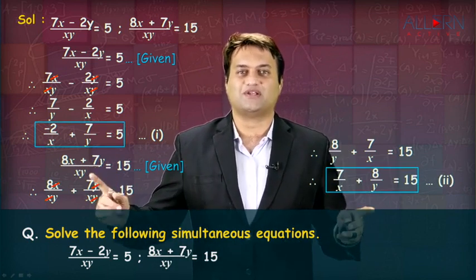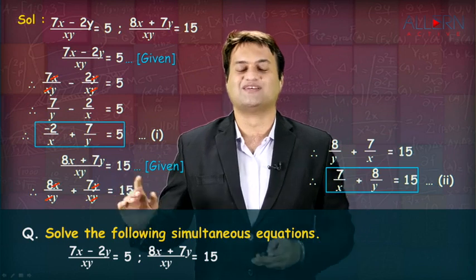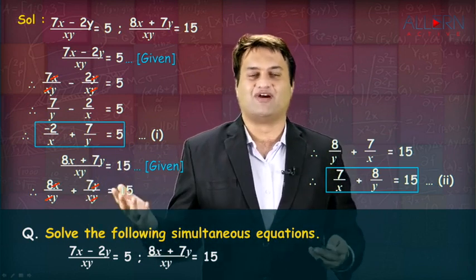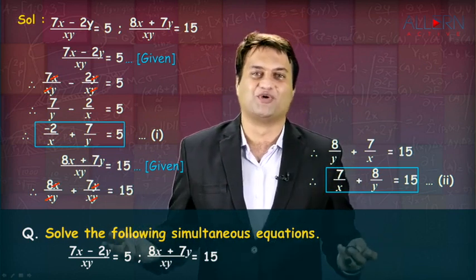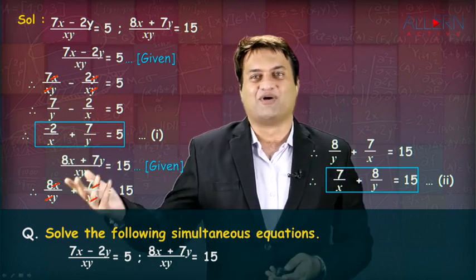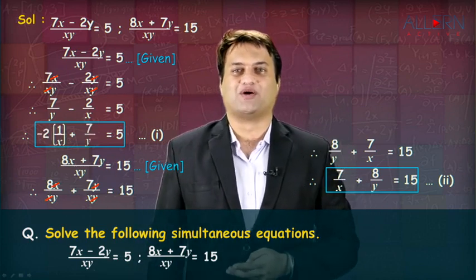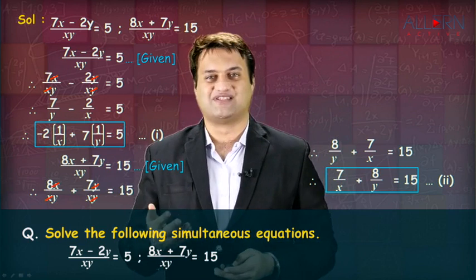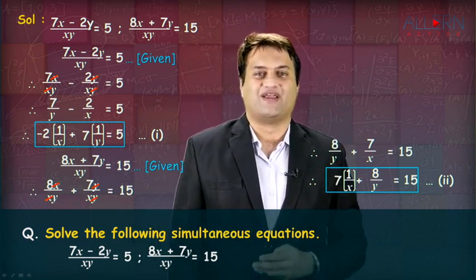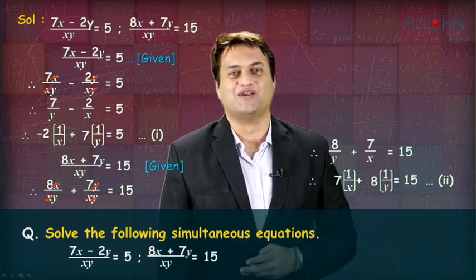Now see the two equations, normal simple equations where you have x in the denominator and y in the denominator, so you need to substitute 1 upon x as m and 1 upon y as n. Minus 2 upon x can be written as 2 into 1 upon x, 7 upon y is actually 7 into 1 upon y. 7 upon x is 7 into 1 upon x and 8 upon y is 8 into 1 upon y.